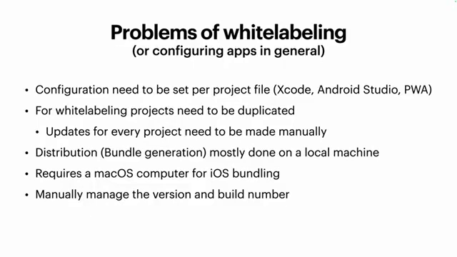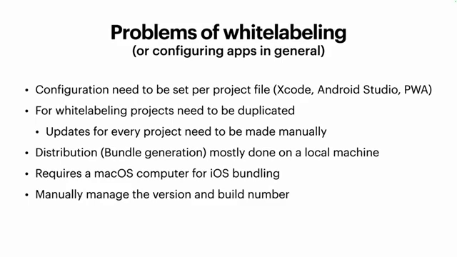And that brings us to the problems of white labeling or configuring apps in general. With Capacitor, you have to do the configuration per project. So you need to configure your PWA manifest, your Xcode project, and your Android Studio project. And if you're developing a white label application, you need to duplicate the projects for each of your targets or customers. And if you then need to ship updates, you need to update every project manually.